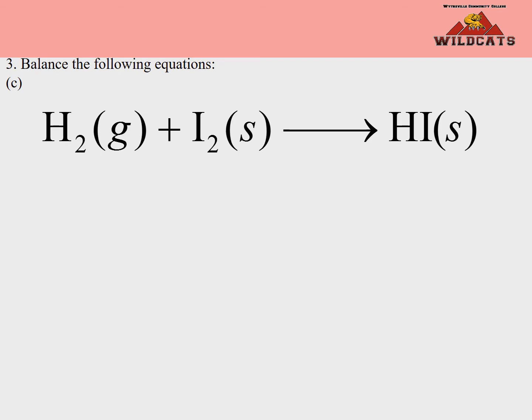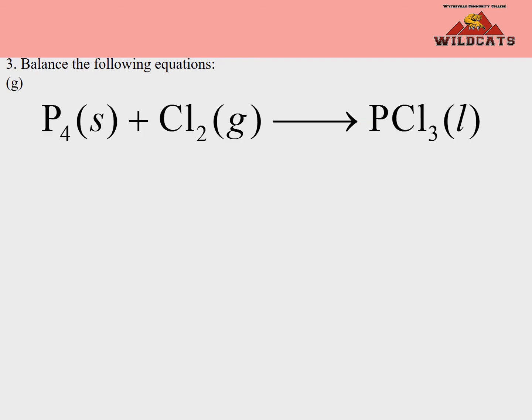I've got H2 plus I2. This kind of looks like an odd even rule. H2 and I2. So I just need a 2 in front of the HI in order to balance this equation.